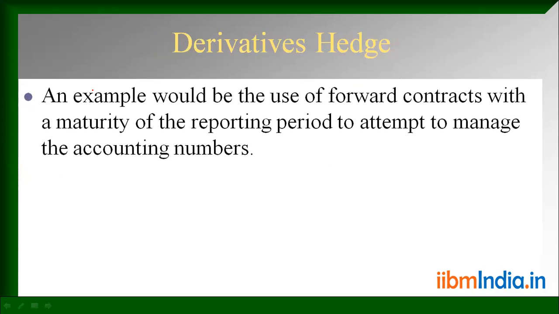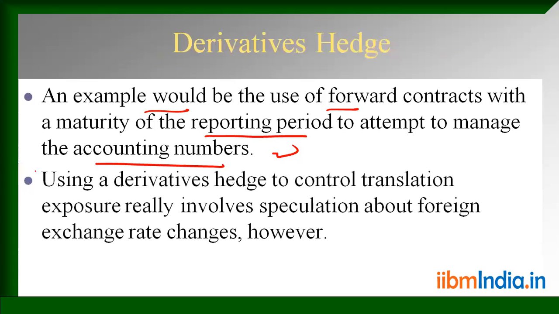If we talk about derivative hedge, an example would be the use of a forward contract with the maturity of the reporting period to attempt to manage the accounting numbers. So in a balance sheet hedge, we eliminate the mismatch between net assets and net liabilities. But in a derivative hedge, we use the forward contract with the maturity of the reporting period to manage the accounting number. And using a derivative hedge to control the translation exposure really involves speculation about foreign exchange rate changes.